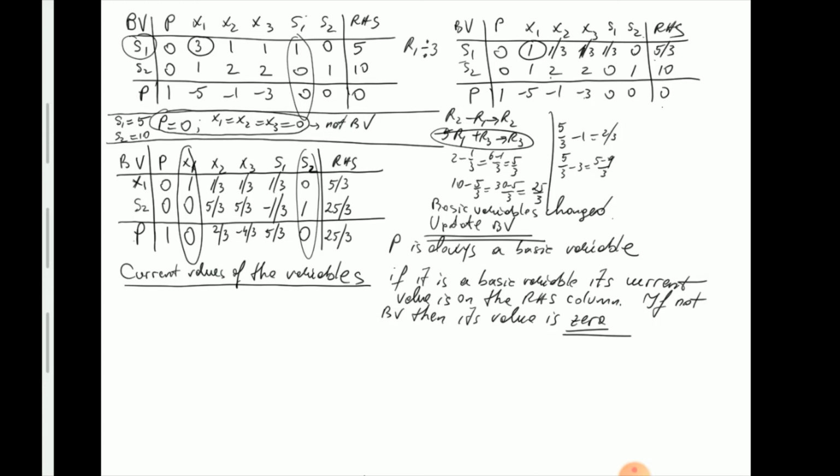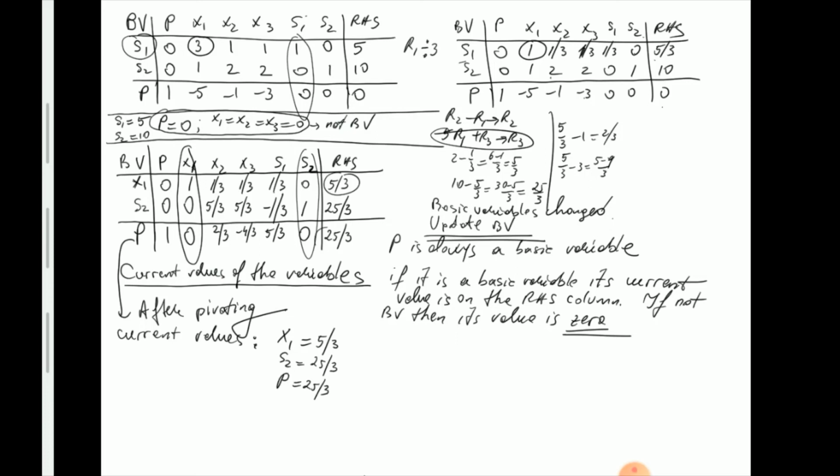On the other hand, after pivoting, now the current values are the following. X1 now is a basic variable, so its value is to the right hand side, 5 over 3. S2 is a basic variable still, so it's 25 over 3. P is equal to 25 over 3, right hand side, right? Basic variable as well. X2 is still not a basic variable. X3 is not a basic variable, so it's assumed to be 0. S1 is not a basic variable, so it's assumed to be 0.